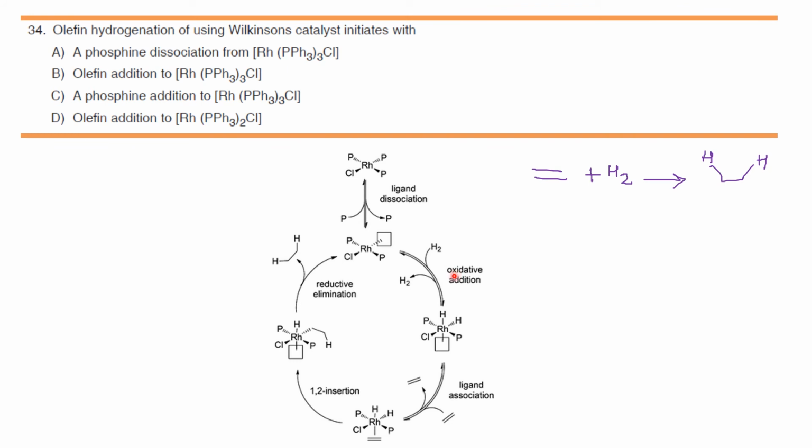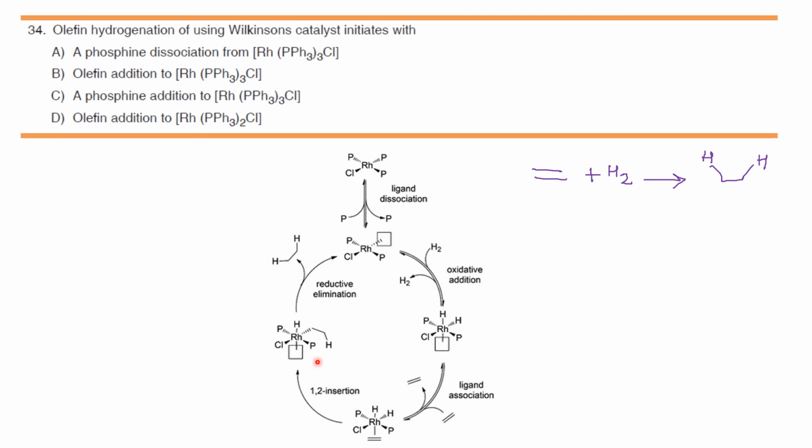olefin hydrogenation using Wilkinson catalyst. Hydrogen is added, and after that the olefin is added, and that will be occupying the vacant coordination site. Okay, now once the hydrogen as well as the olefin is added, then 1,2 insertion, that is addition of hydrogen to this olefin, is how it can get converted into alkane. So that happens, and that is known as the 1,2 insertion.